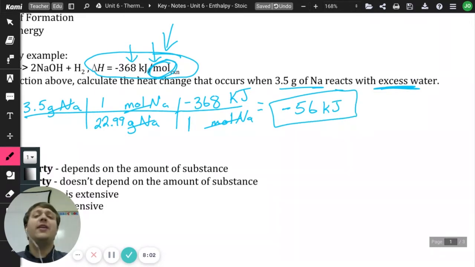Okay? That's all it is. Essentially, all we've done is we found another conversion factor to use in our stoichiometry, and we just use that as a way to get from moles into energy. Okay?